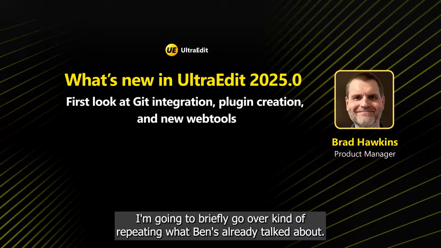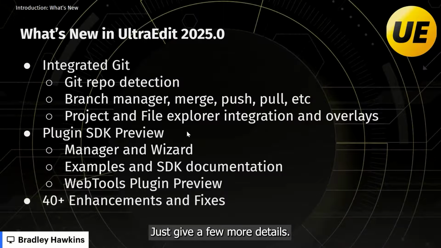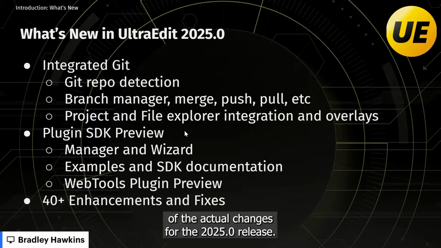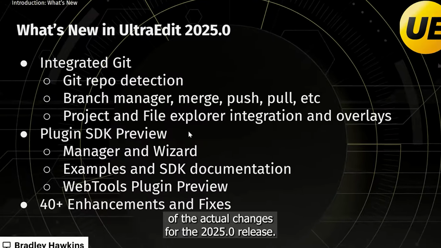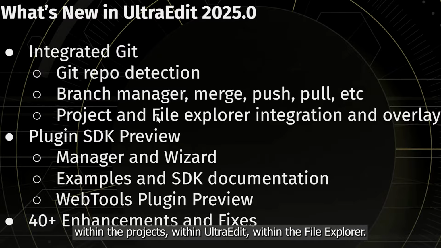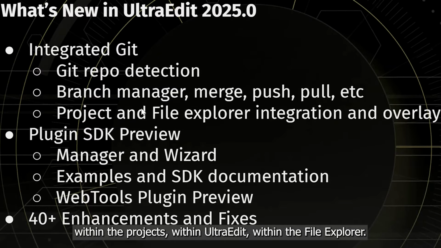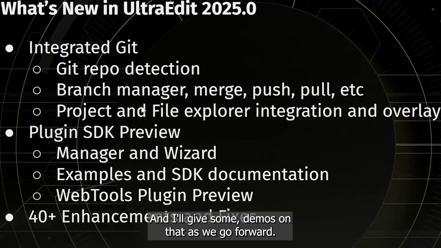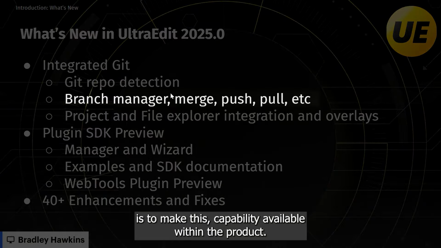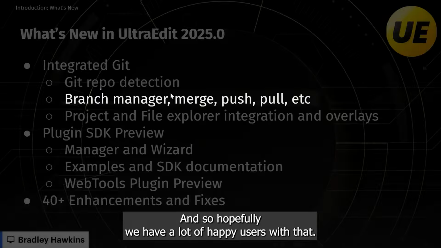I'm going to briefly go over, kind of repeating what Ben's already talked about, but just give a few more details. And this should move pretty quickly until we get into some demos of the actual changes for the 2025.0 release. As Ben mentioned, we've integrated Git into UltraEdit, making that available from within the projects within UltraEdit, within the File Explorer, and I'll give some demos on that as we go forward. This is one of the highest requested features I believe we've had for UltraEdit recently, is to make this capability available within the product. And so hopefully we have a lot of happy users with that.